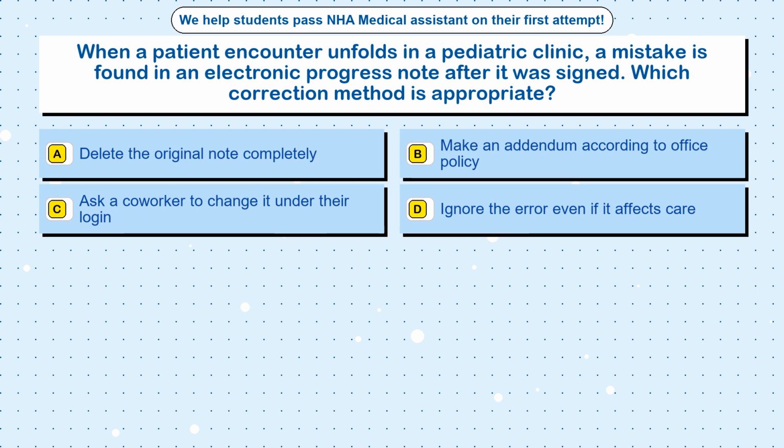Question 13. When a patient encounter unfolds in a pediatric clinic, a mistake is found in an electronic progress note after it was signed. Which correction method is appropriate? Option A, delete the original note completely. Option B, make an addendum according to office policy. Option C, ask a coworker to change it under their login. Option D, ignore the error even if it affects care.